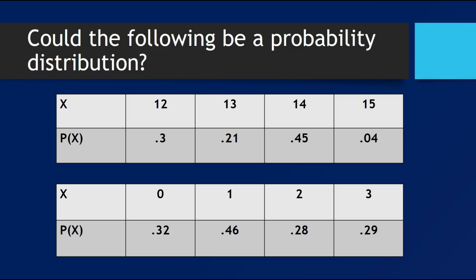Now let's take a look at the bottom table. 0.32, 0.46, 0.28, and 0.29. Each one of those individually is perfectly okay. However, when you add them up, you get a number which is bigger than 1. In fact, you get 1.35. So that bottom table could not be a probability distribution. So the answer to the bottom part is a no. No, this cannot be a probability distribution for the second table there. So the first one is a yes, second one is a no.